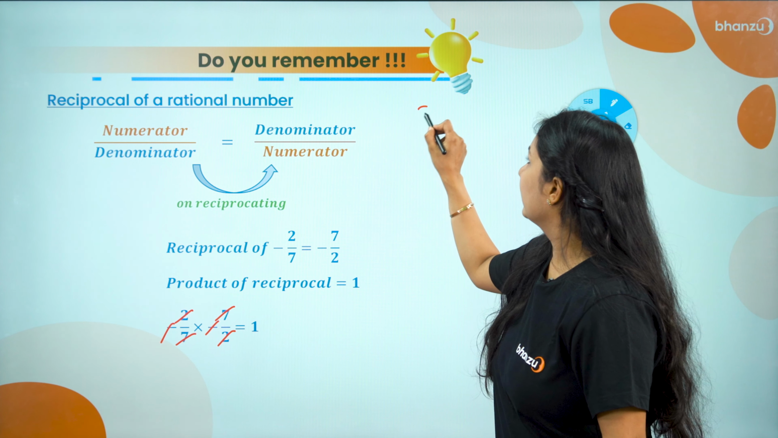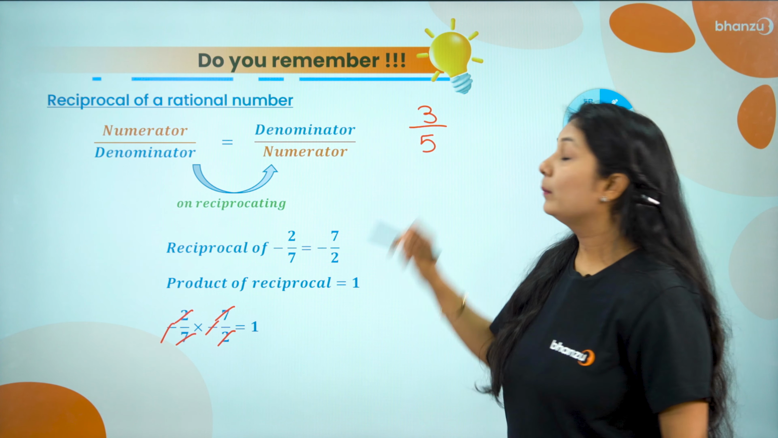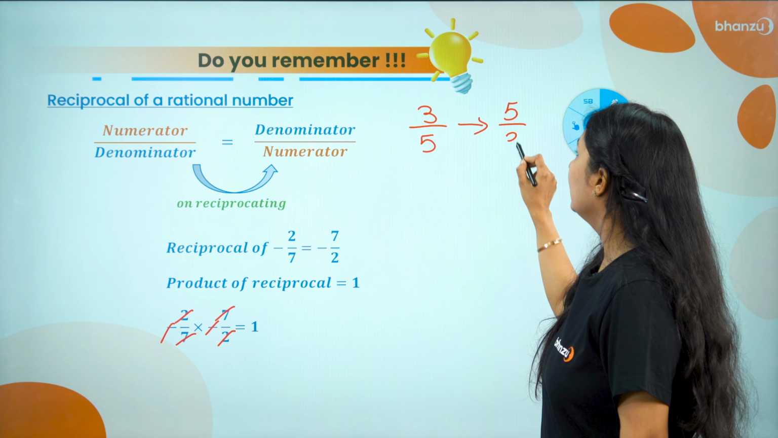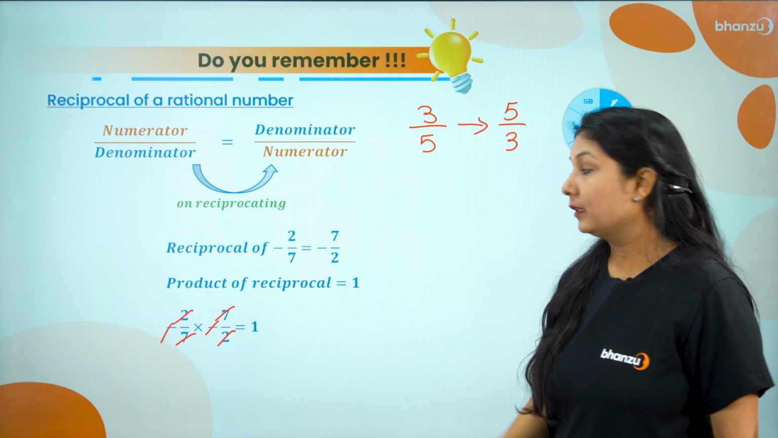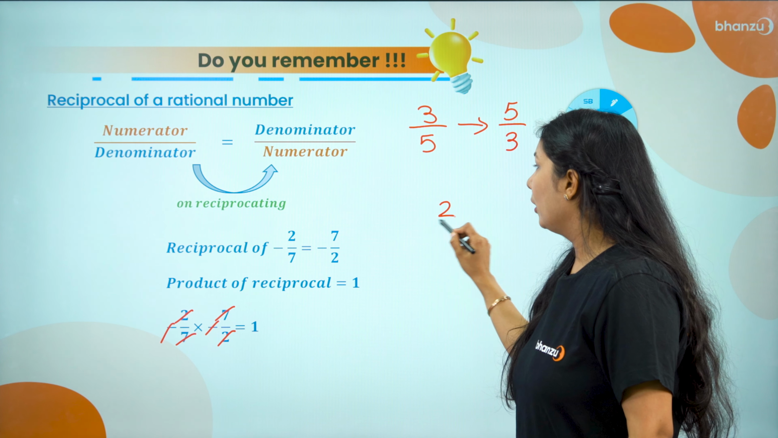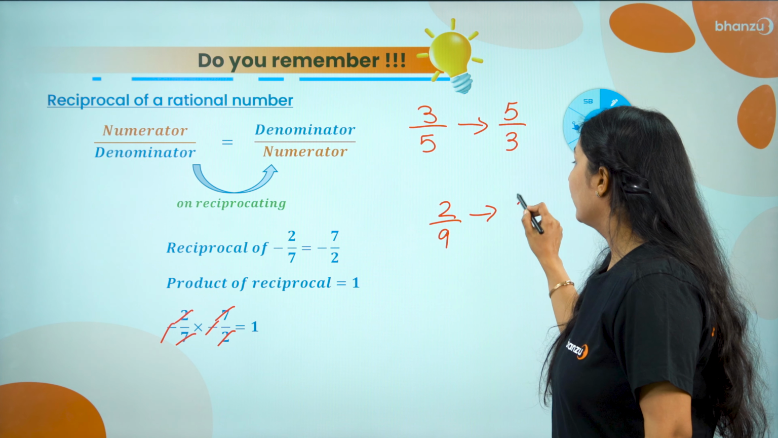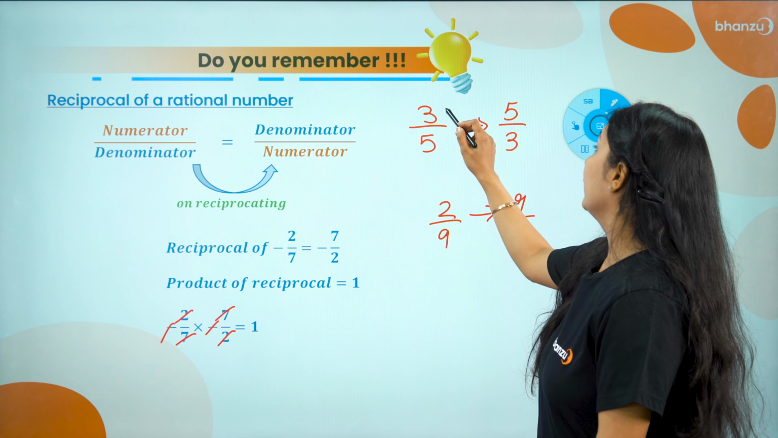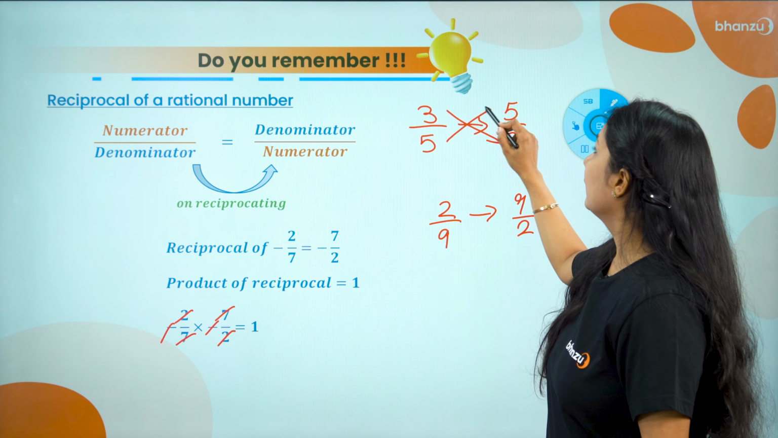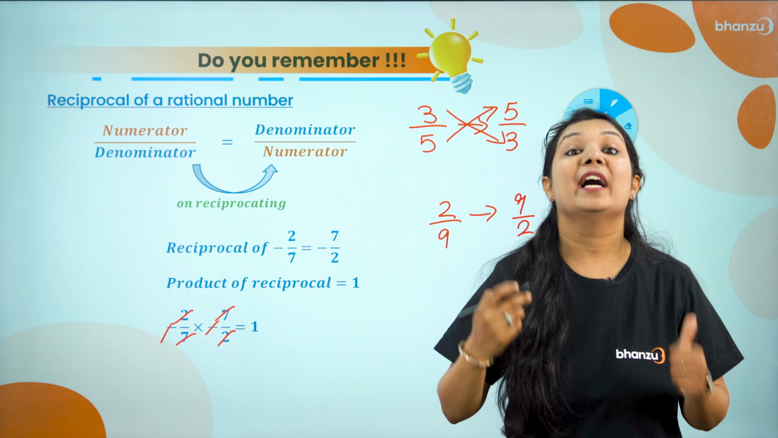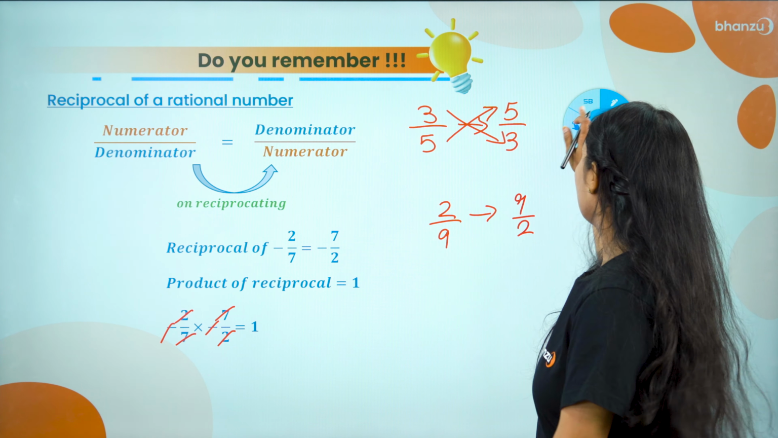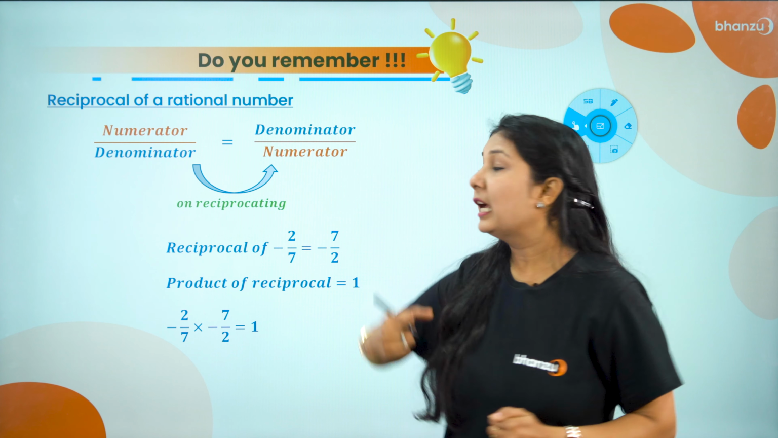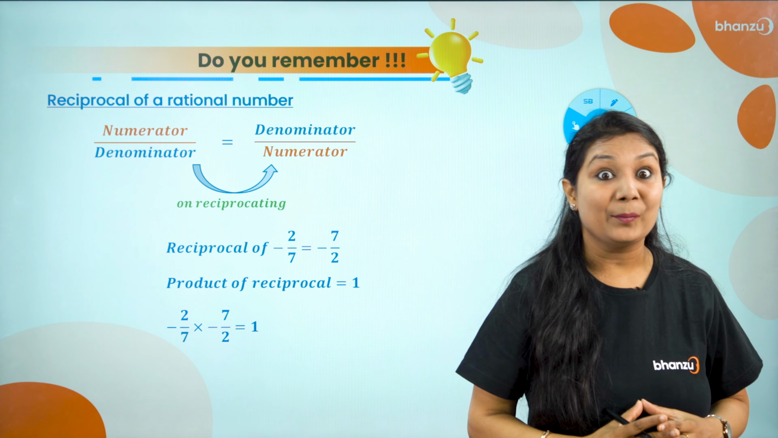So even if you take 3 by 5, what would be the reciprocal of it? Its reciprocal would be 5 upon 3. Right? If I take 2 upon 9, its reciprocal would be 9 upon 2. So this is how we do the reciprocal, when numerator takes place of denominator and denominator takes place of numerator. Got it, everybody? Yes? But why did we suddenly recall the concept of reciprocal?